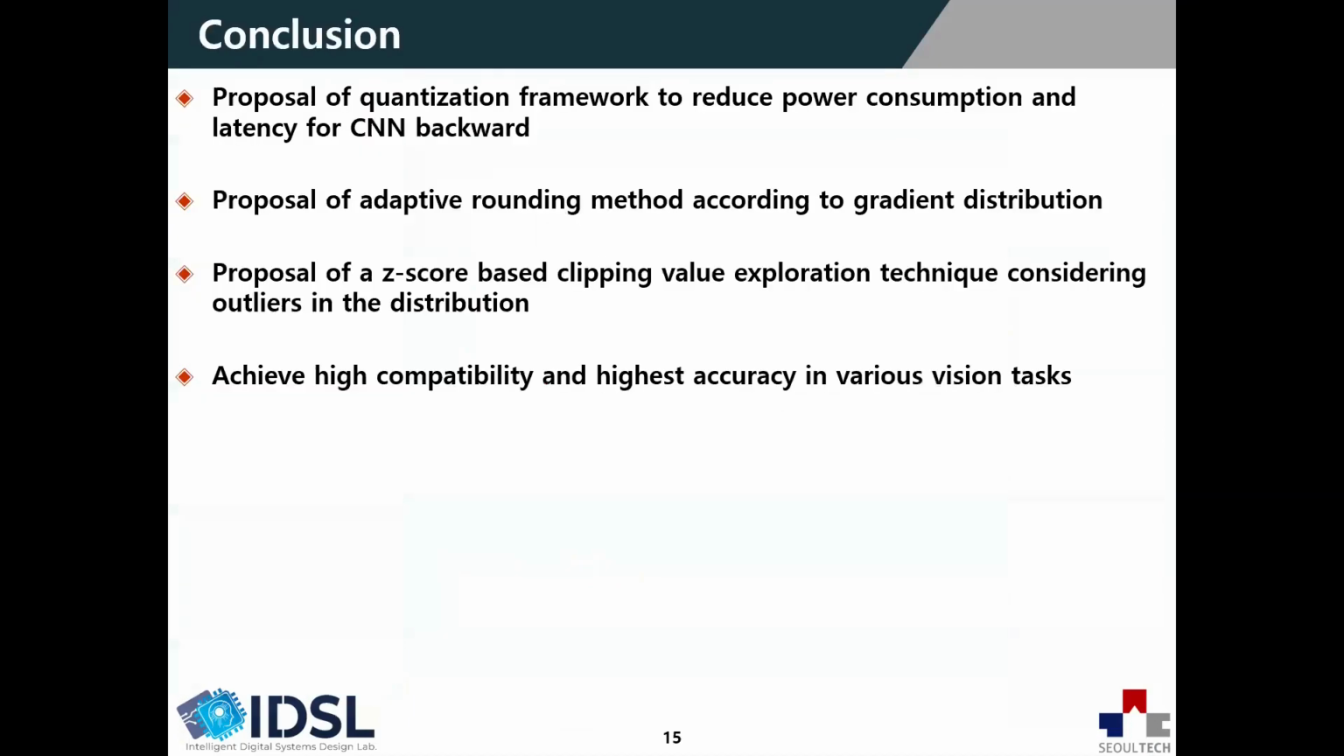Finally, the conclusion. Our proposed method introduces a gradient quantization framework to reduce hardware resource and latency in CNN backpropagation. To reduce hardware resource, we employ adaptive deterministic rounding based on distribution shape. Additionally, we proposed a Z-score-based clipping value exploration technique that considers outliers in the distribution. Our method achieves high accuracy in various vision tasks. Through our method, we expect to accelerate the computation of deep learning. Thank you.